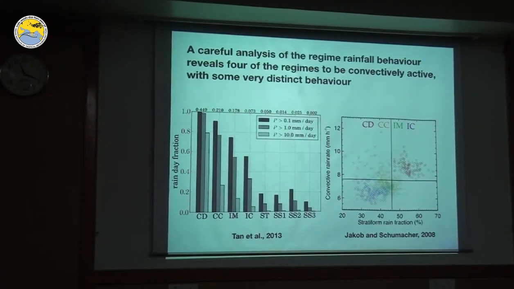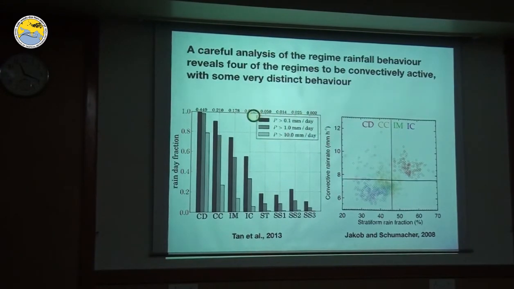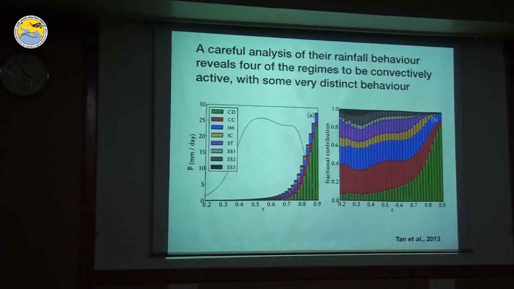Okay, hang in there. So one of the things we're seeing, and I showed you this before, is this tells you how often, when this regime occurs, is it raining? How often is it raining more than 1 millimeter a day, and how often is it raining more than 10 millimeters a day, so heavy rain. And you can see 80% of the time, this regime rains more than 10 millimeters a day. So whenever it occurs, it rains a lot. And this one tells you that more than half of that rain is stratiform. Okay, so we really think this is an organized convective regime.